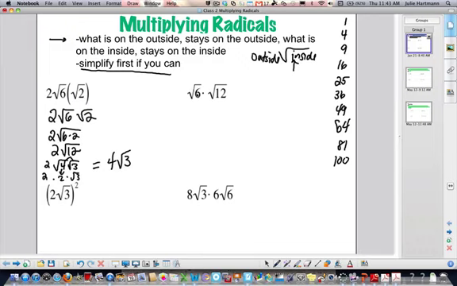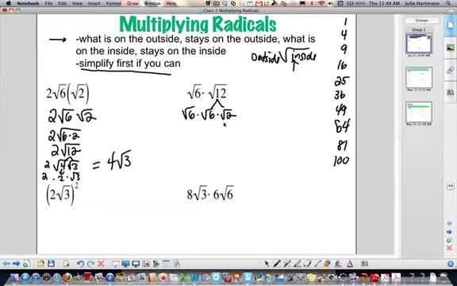Okay. Next problem, root 6 times root 12. Now, a couple different ways you can attack this problem. You can simplify the 12. That simplifies down to 4 and 3 like you just did over here. The other thing you can think about is you have root 6, and 6 goes into 12. So you could split 12 into root 6 times root 2.